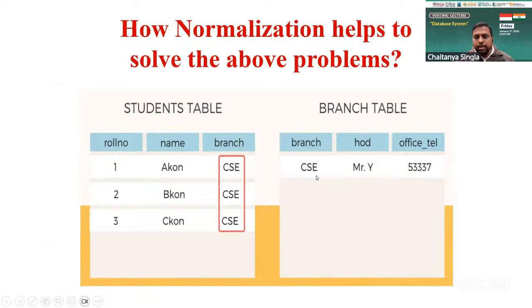We do not lose the branch data because it is already in another table, and we do not delete the branch table. We are only deleting from the student table, in which the student name and roll number are present. Only that is removed, not the branch table. So through this, we are minimizing redundancy and also removing all three types of anomalies: insertion anomaly, update anomaly, and deletion anomaly.